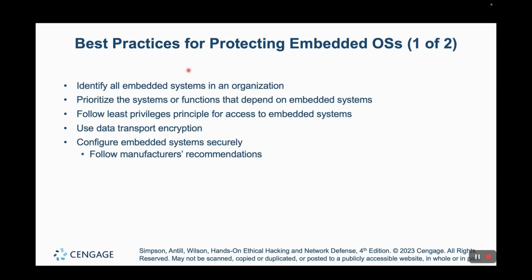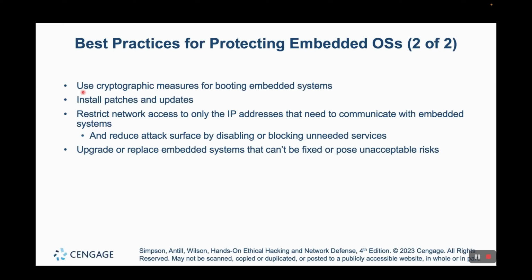Now, what are the best practices for protecting embedded operating systems? First of all, you need to identify all embedded systems in the organization. You need to prioritize the systems or functions that depend on embedded systems. Obviously, follow the least privilege principle for access to embedded systems. Always use encryption for transporting data. Configure embedded systems securely by following the manufacturer's recommendations. Use cryptographic measures for booting embedded systems, which we discussed before, like TPM.